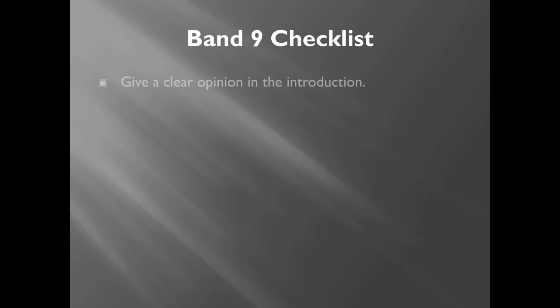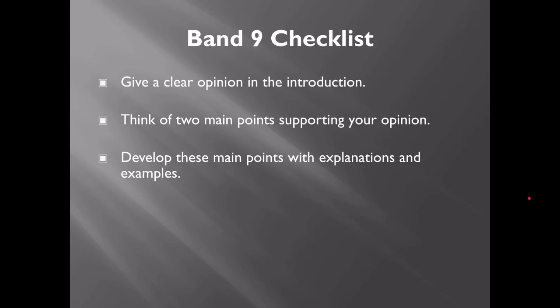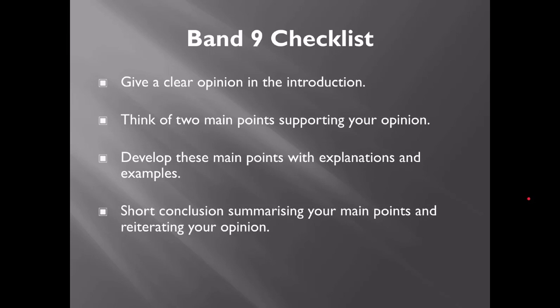So how do you get a band 9? Give a clear opinion in the introduction. In the introduction, state exactly what your opinion is. Then think of 2 main points supporting your opinion. So 2 main ideas to support your opinion. Develop these points with explanations and examples. And then a short conclusion summarizing your main points and reiterating your opinion. If you do this, you're giving yourself a very, very good chance of getting one of the higher band scores.